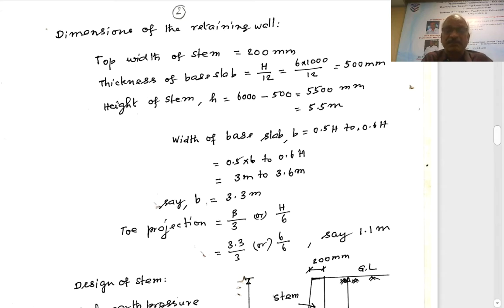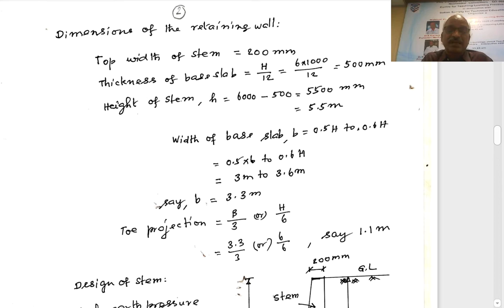The top width of the stem, it is going to behave as a cantilever. At top we would require only zero width, zero thickness, because bending moment is going to be 0, but still we have to provide some nominal thickness. Some book will give you 150 mm, some will give 200 mm. It is going to be nominal, so let us have the nominal thickness as 200 mm, right?